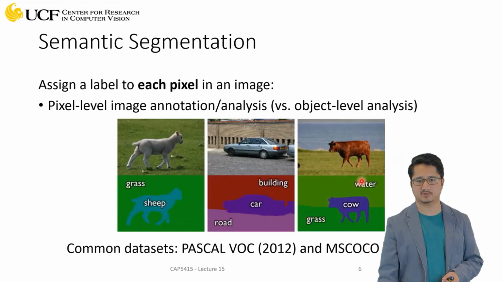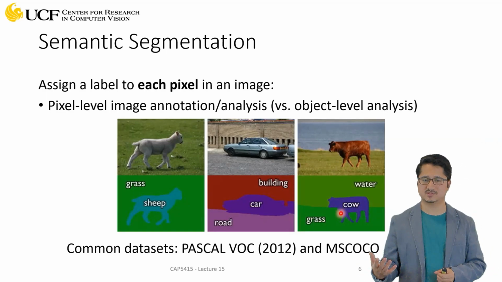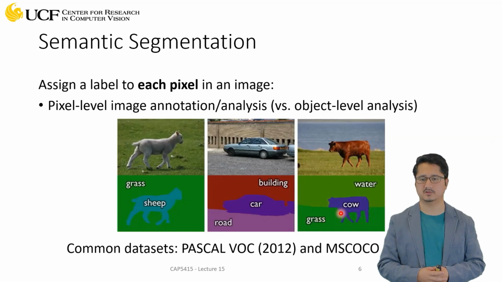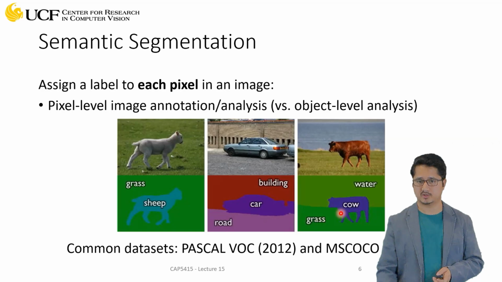Similarly, here you can say that you have water, you have pixels for cow and for grass. And more likely, in a more realistic scenario, the image will be very, very complex and not just 3, 4, 5. You might have hundreds of different categories present in one scene, again depending upon what different categories you're interested in.